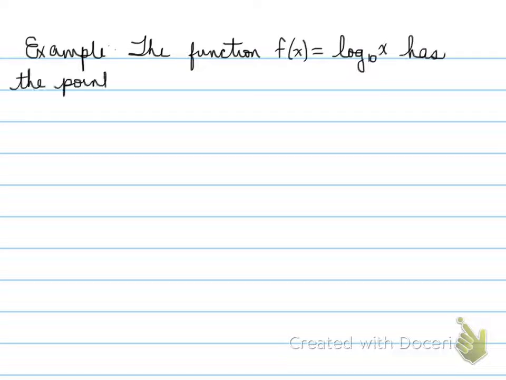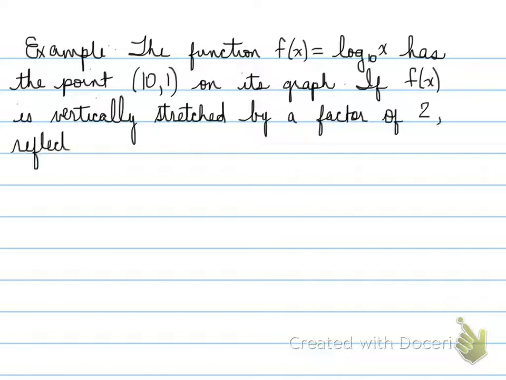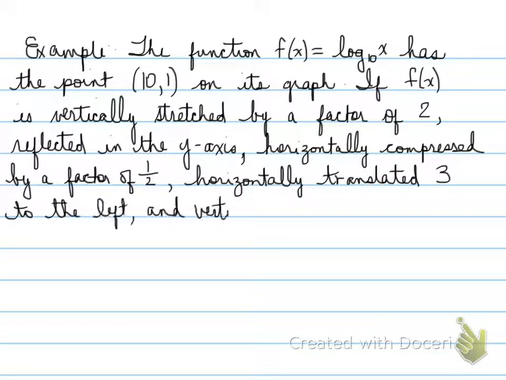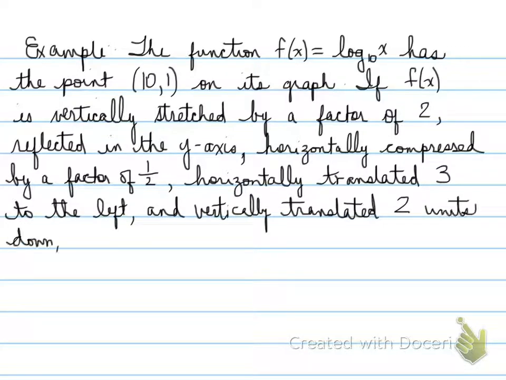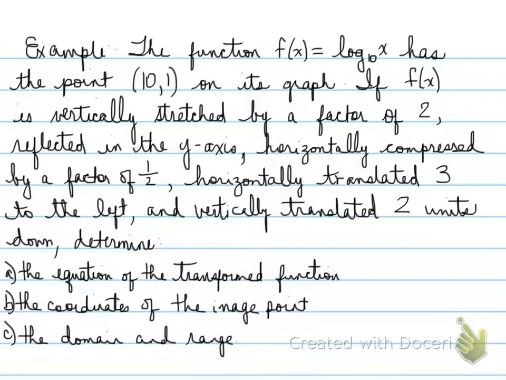For example, the function f(x) = log base 10 of x has the point (10, 1) on its graph. If f(x) is vertically stretched by a factor of 2, reflected in the y-axis, horizontally compressed by a factor of 1/2, horizontally translated 3 to the left, and vertically translated 2 units down, you're asked to determine, part A, the equation of the transformed function, part B, the coordinates of the image point, and finally part C, the domain and range. So let's look at the first part.